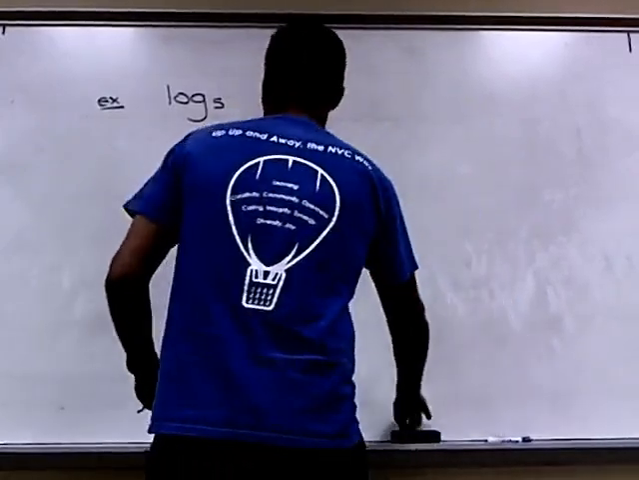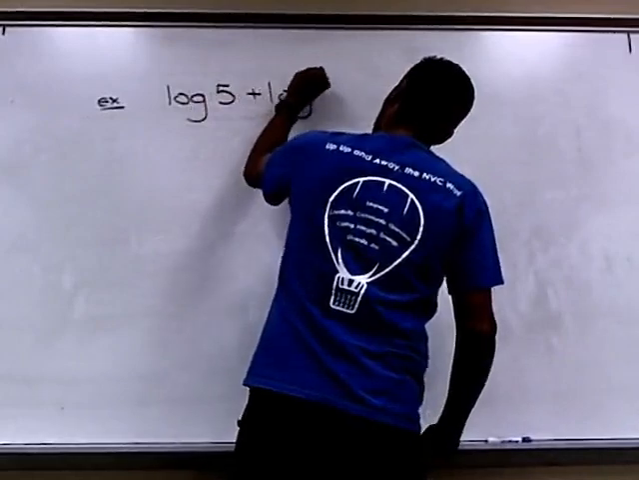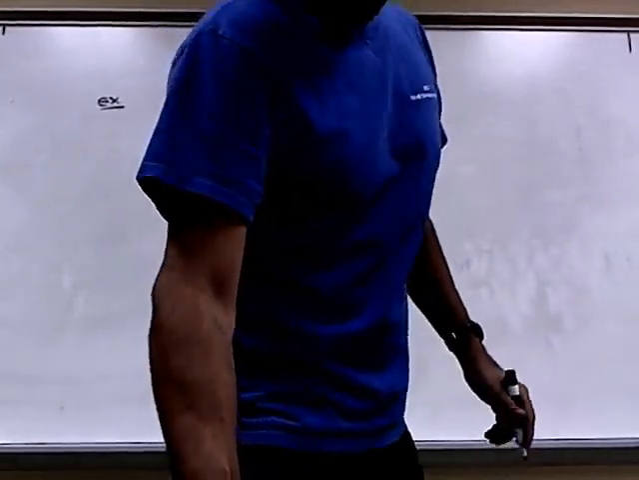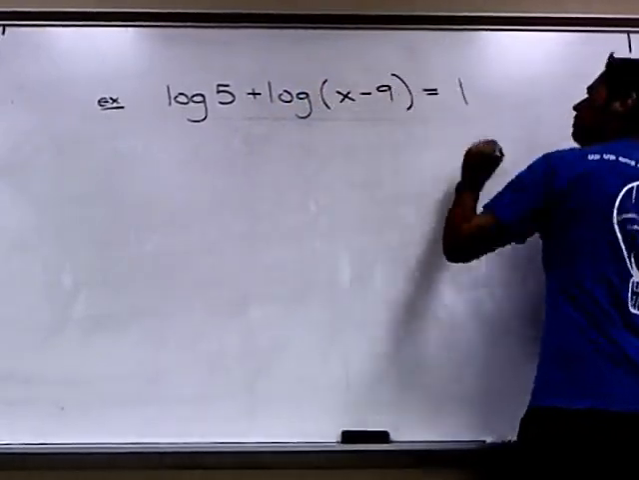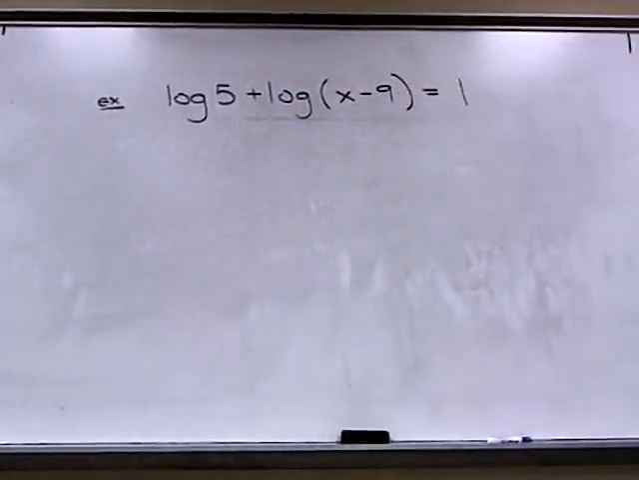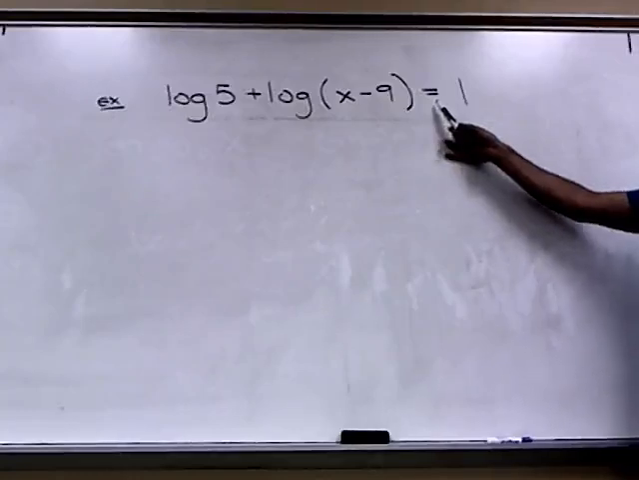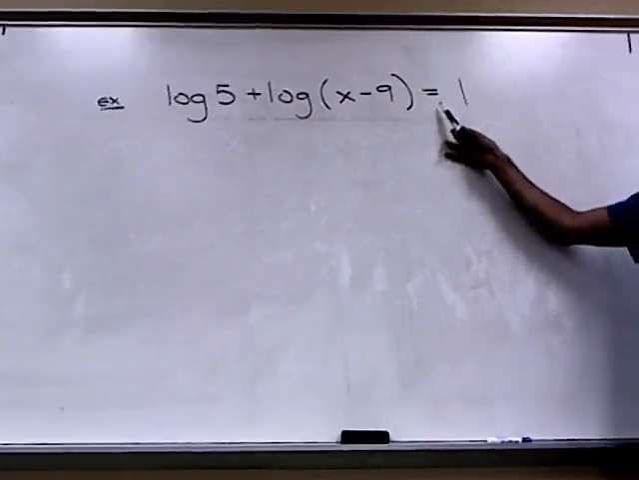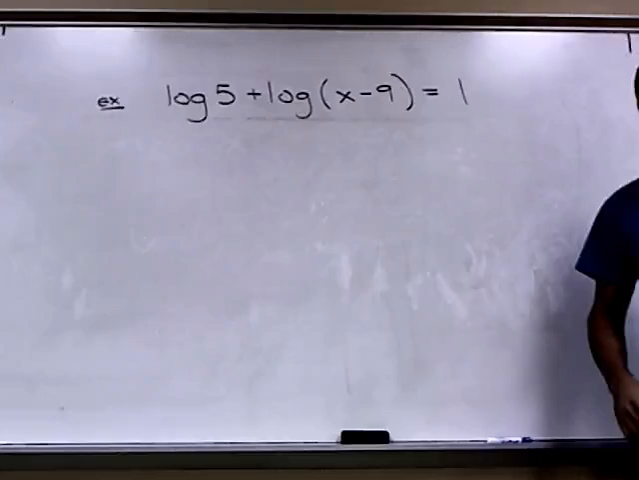Log 5 plus log x minus 9 equals 1. What are we looking at here? What is this? It's an equation, right? Has logs in it. The x is trapped in the log, so this is a log equation.